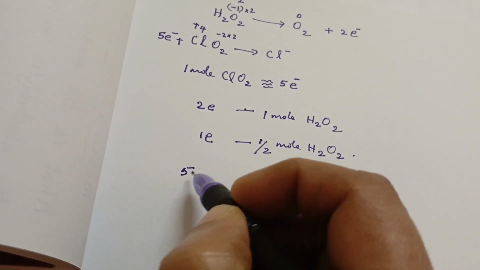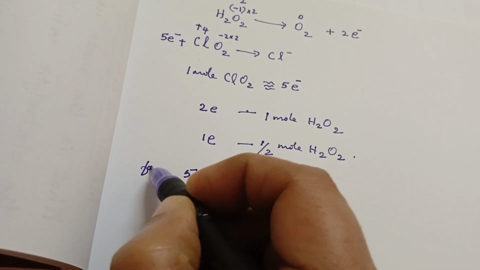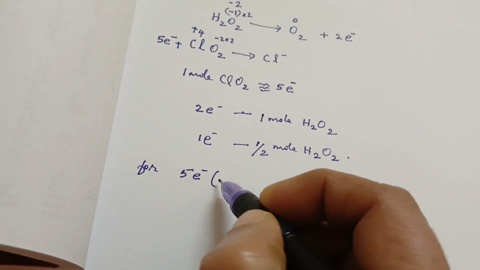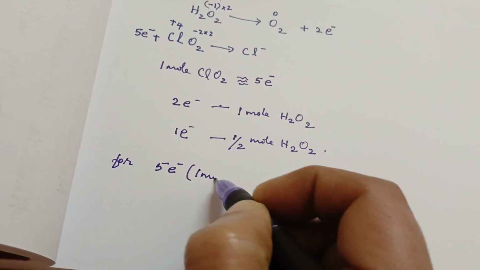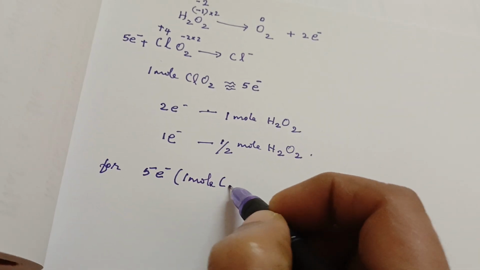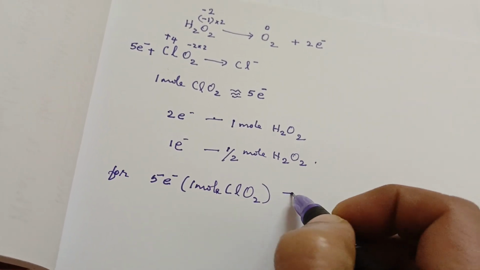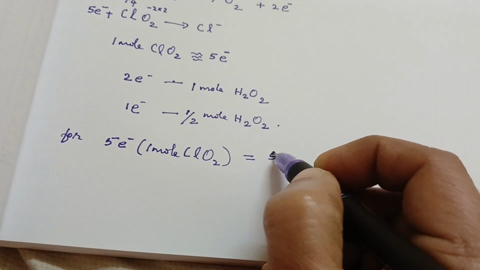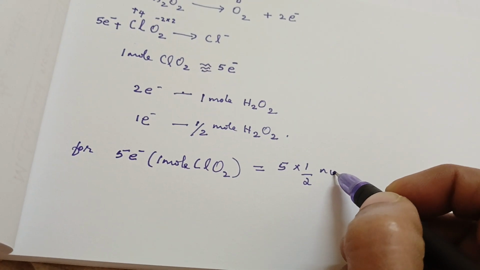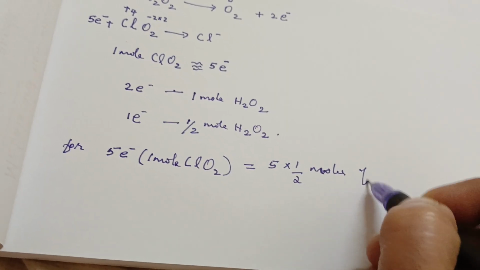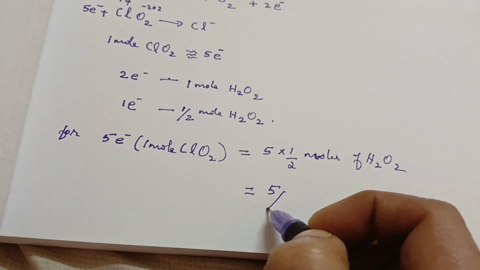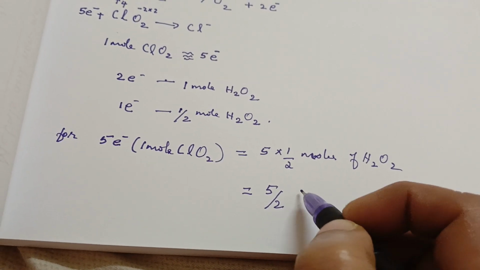So for 5 electrons, or equivalent to 1 mole of ClO2, 5 into 1/2 mole of H2O2, that is equal to 5/2 moles of H2O2.